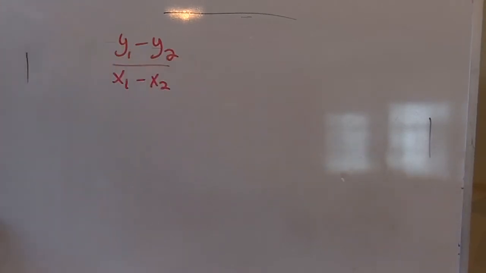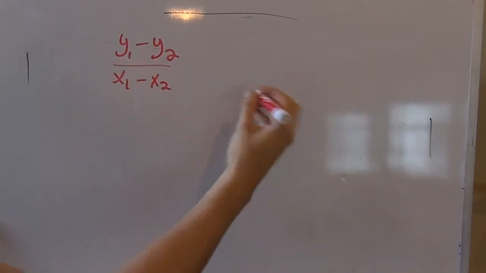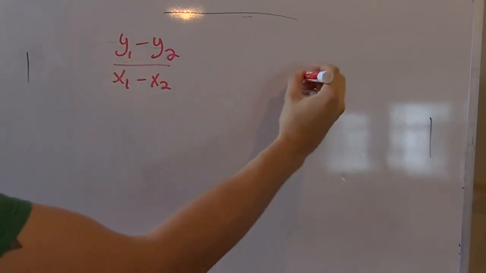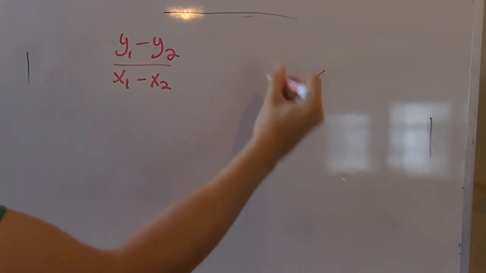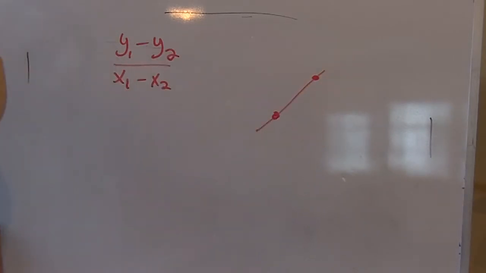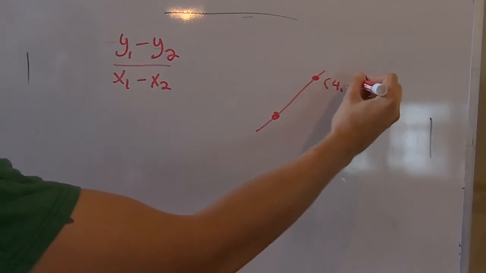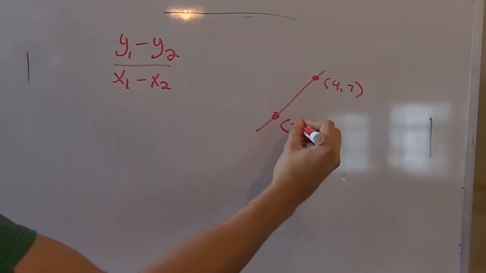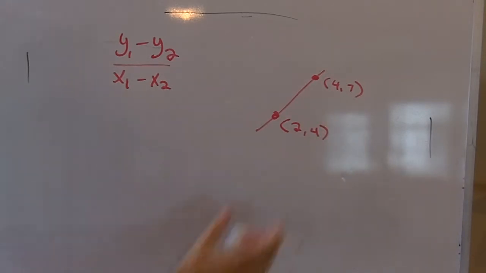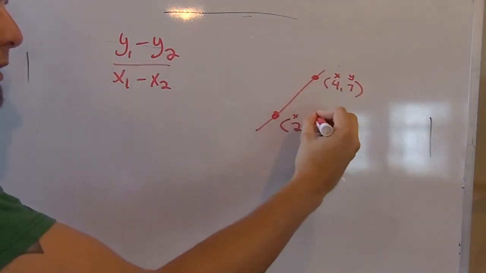Okay. Basically, what's going on here is you've got 2 points on your line. Each point has an x-coordinate and a y-coordinate. So if I have a line, and I have a point here and a point here. Let's say this point was at the ordered pair of 4, 7, and this one was at the ordered pair of 2, 4. Okay. Now, remember, in ordered pairs, the first number is always the x-coordinate, the second number is always the y-coordinate.